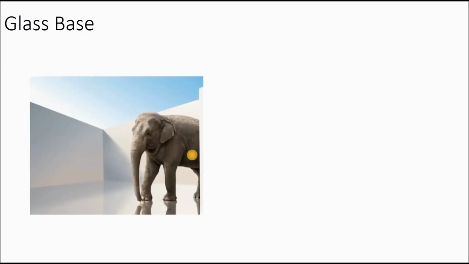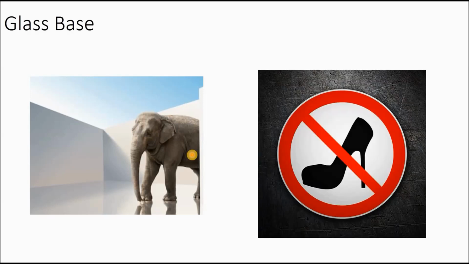And I saw one example in a mall. This was a glass floor. They had written that an elephant can walk, but a lady in high-heeled shoes cannot walk. What does it mean? If you see the two examples, one lady is wearing high-heeled, pointed shoes. She cannot walk on the smooth glass surface, but the elephant can easily walk.